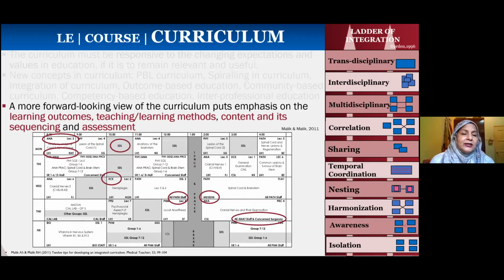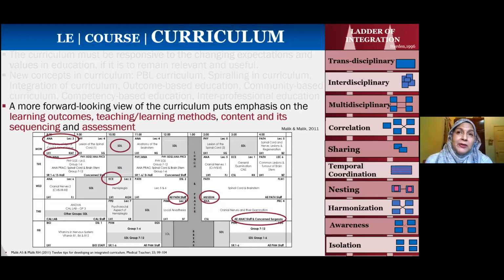So if you look at this, there is an anatomy lecture. Lecture number 3 will be conducted in lecture hall 1, and the lecturer's name and abbreviation are given. The STL time is identified, the ECE time, and the type of teaching learning method, which is early clinical exposure. Who will be involved? All concerned anatomy staff and the surgeon, etc. All this information is provided in the timetable.